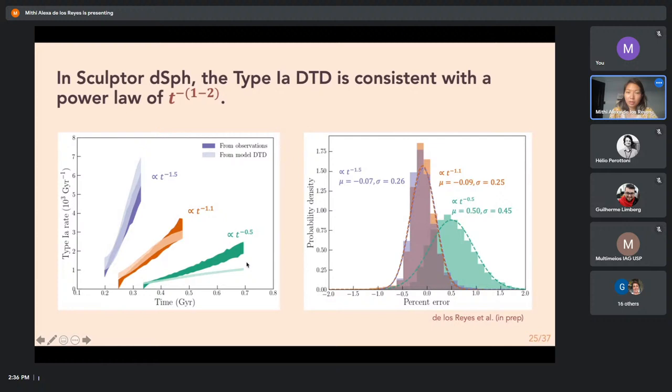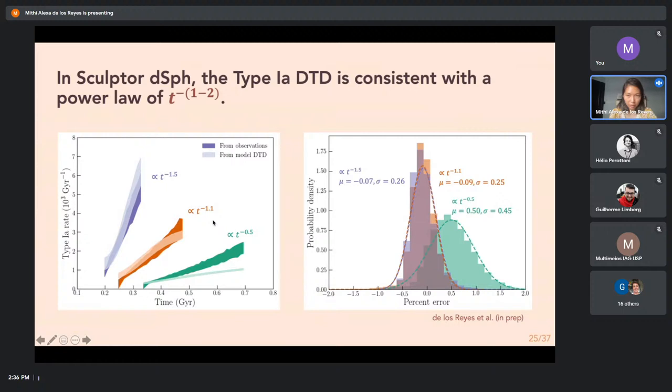So for example, here, a very shallow delay time distribution of t to the minus 0.5 clearly does not explain the observed and expected rates very well. On the other hand, if we look at steeper power laws, t to the minus 1, t to the minus 1.5, we actually get fairly good agreement.